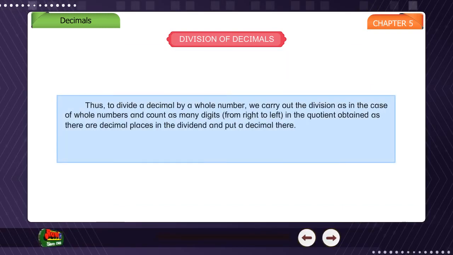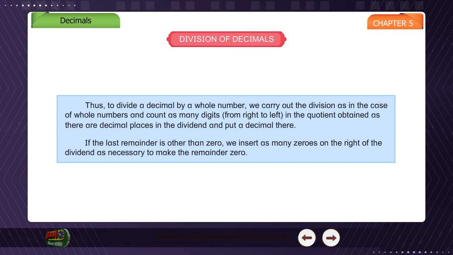Thus, to divide a decimal by a whole number, we carry out the division as in the case of whole numbers and count as many digits from right to left in the quotient obtained as there are decimal places in the dividend and put a decimal there. If the last remainder is other than zero, we insert as many zeros on the right of the dividend as necessary to make the remainder zero.